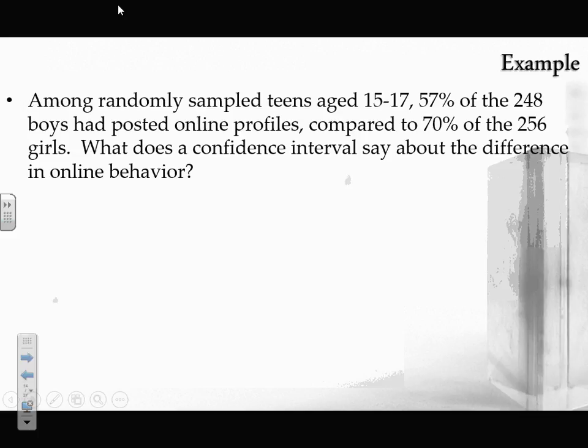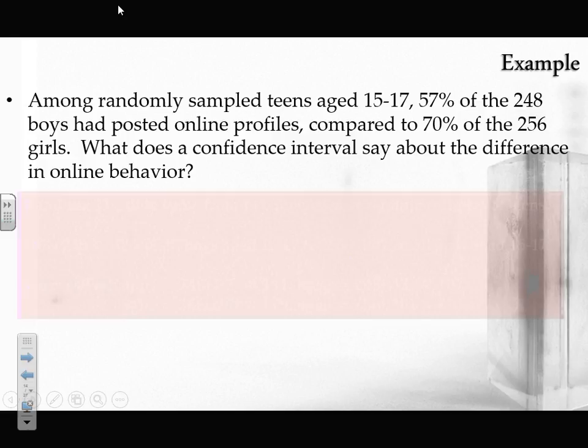So, if we look at an example, among randomly sampled teens aged 15 to 17, 57% of the 248 boys had posted online profiles, compared to 70% of the 256 girls. What does a confidence interval say about the difference in online behavior? Okay, so we want to construct and interpret a confidence interval, in this case, for the difference in proportion of boys and girls who have online profiles. Okay, so we have two separate groups that we're trying to compare.